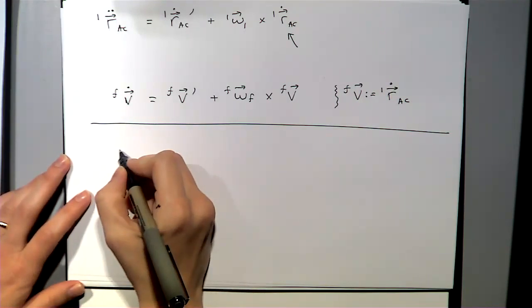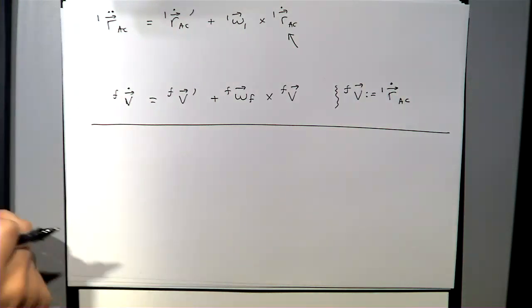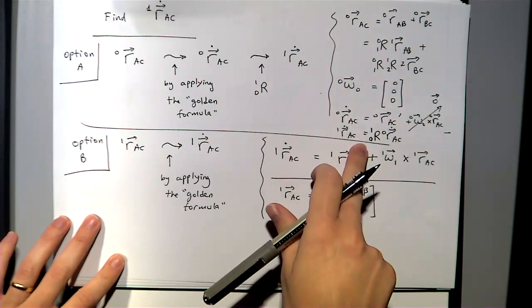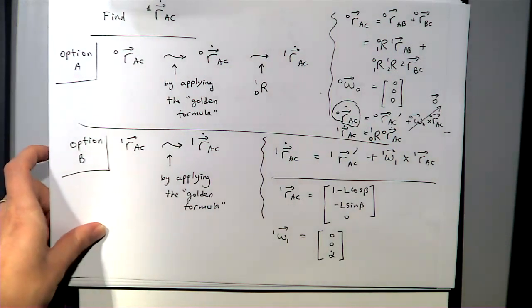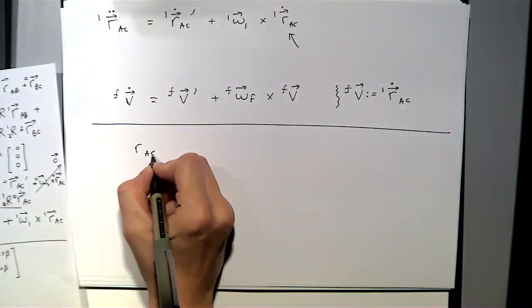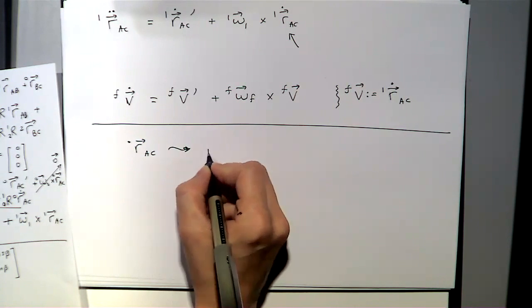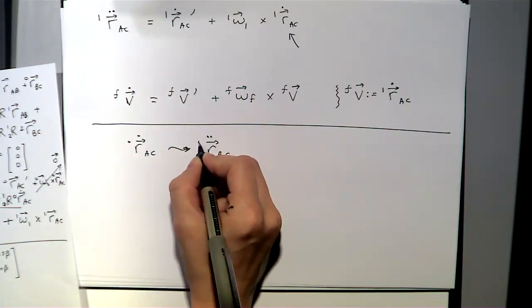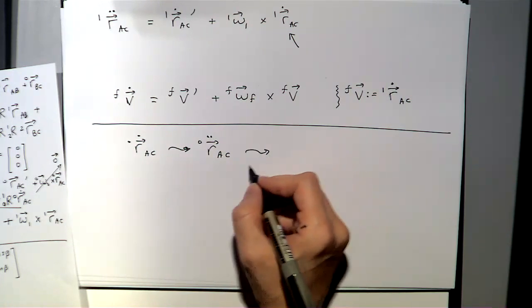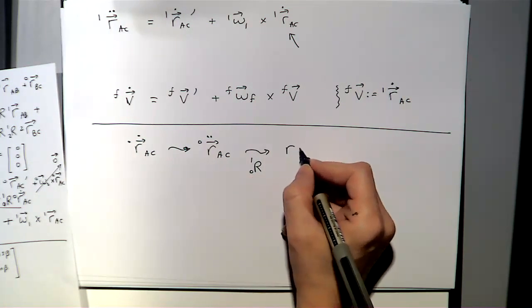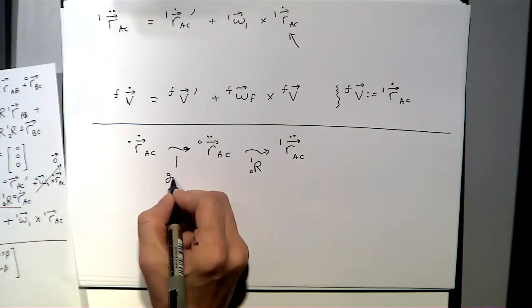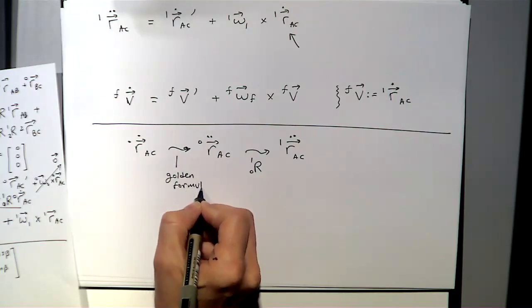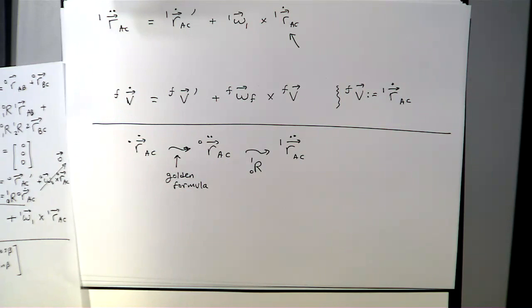And then you can do something else. When you check, and obviously you will, when you do this method, along the way you will get your r_AC dot in frame 0. Keep going from r_AC dot in frame 0 to r_AC double dot in frame 0, and then using the rotation matrix from 0 to 1 to get r double dot in frame 1. And this one using the golden formula. Then check that what you're getting here is the same as this solution.